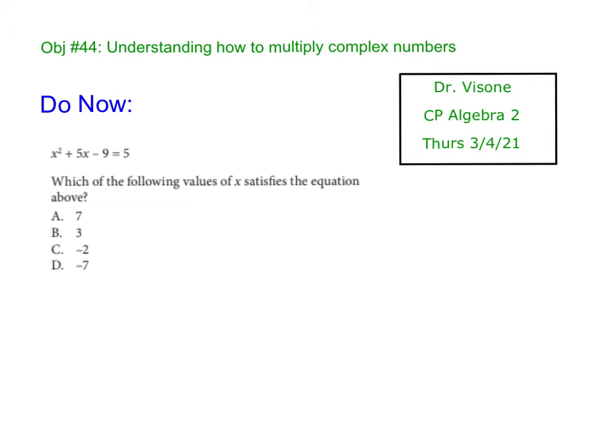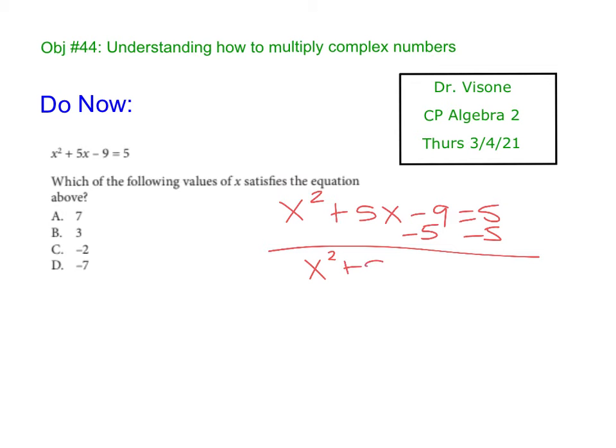So it's a quadratic because it's an x squared. So x squared plus 5x minus 9 equals 5. I'm going to subtract 5 on both sides. x squared plus 5x minus 14 equals 0. That's just a regular MC chart. Multiply to negative 14, combine to 5. 1 times 14, 2 times 7.